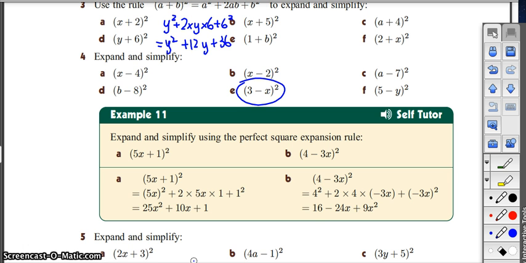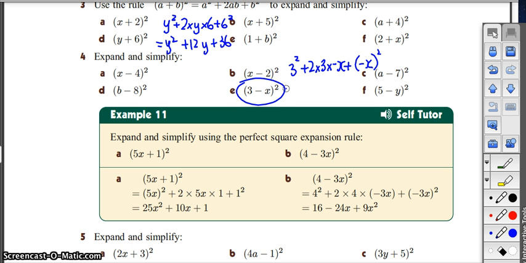Doing it on something like this, what's the first thing we should do, Jazz? Square the 3. Then square the x. Square the negative x? Yeah. So square the negative x is what we should be doing. Okay. And then in the middle, always plus 2 times 3 times negative x. That's right, you got there.